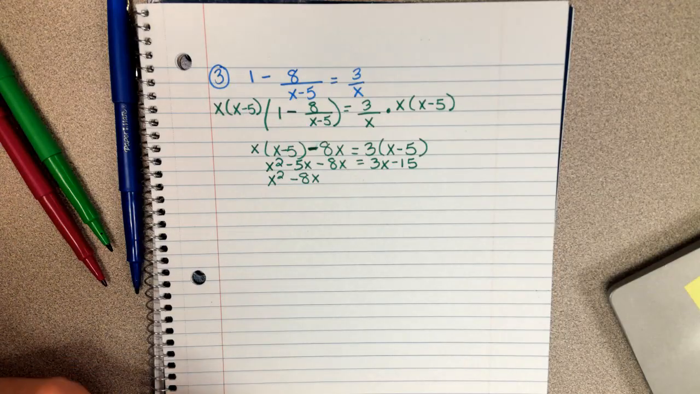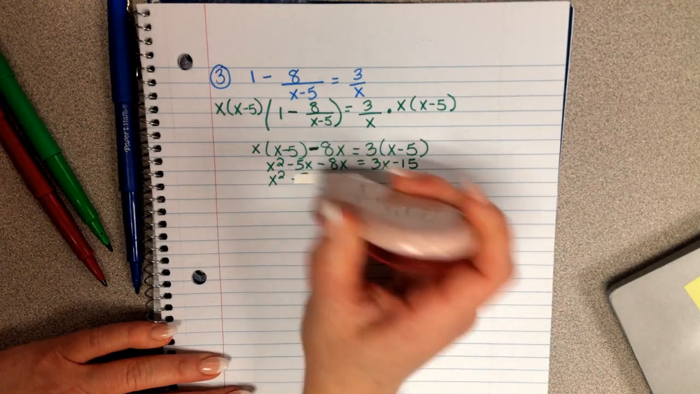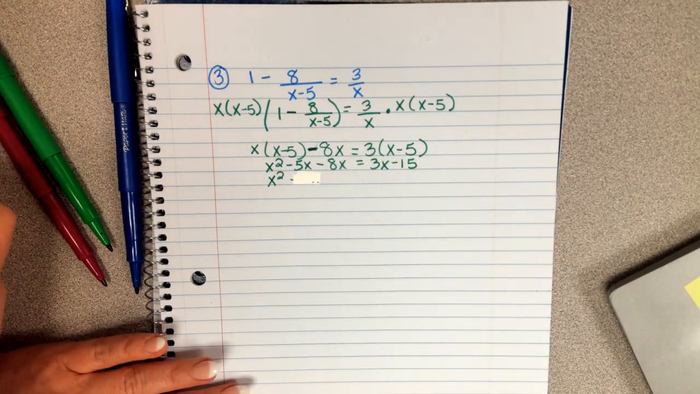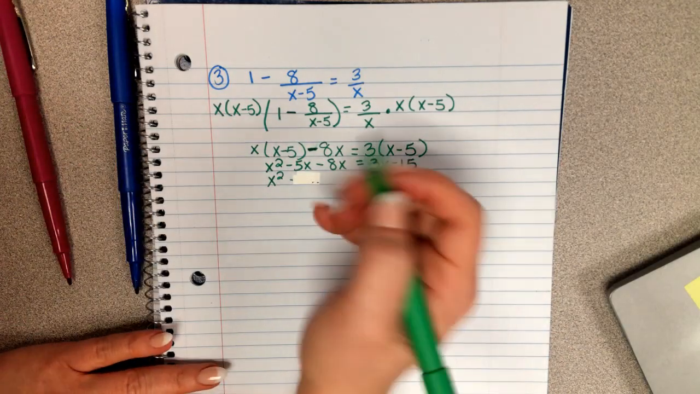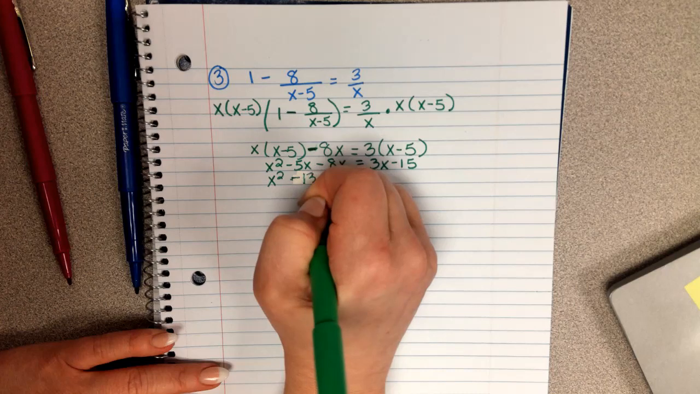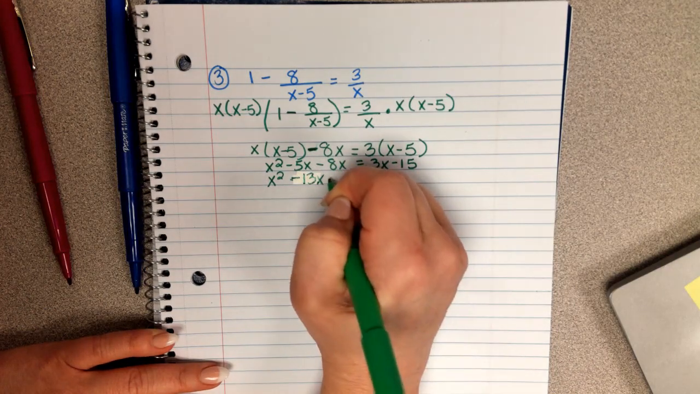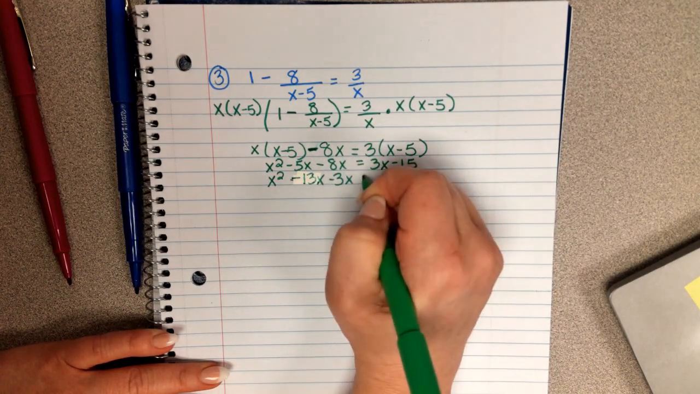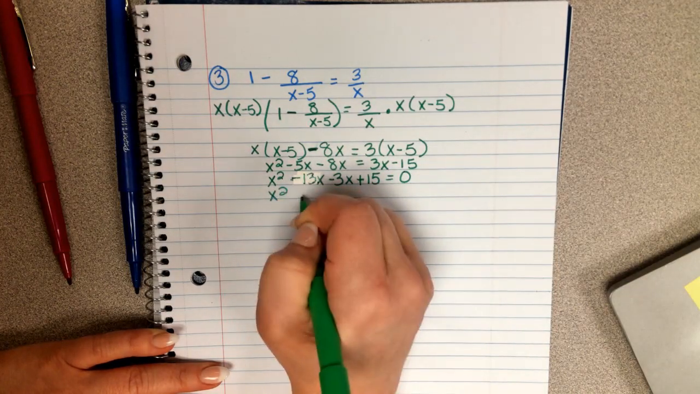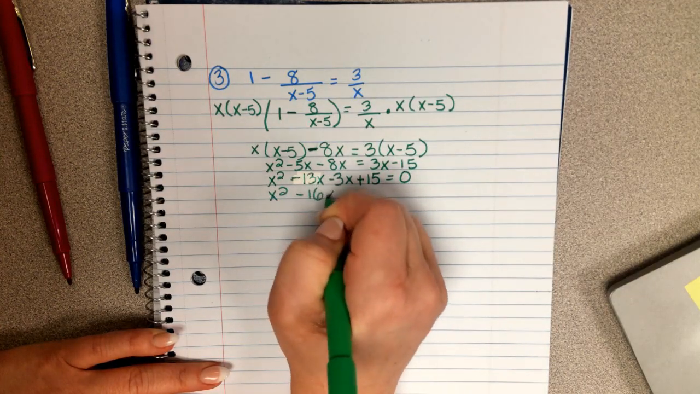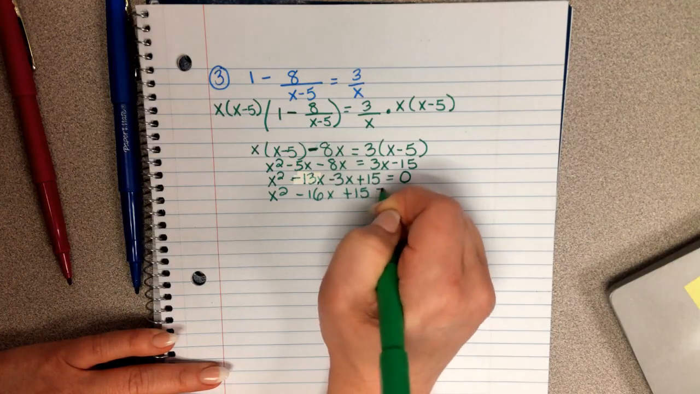Let's just make this a little bit more clear. Let me put these two x's together. Negative 5x and negative 8x together. I have negative 13x, and I want to subtract 3x, and I want to add 15, and all that equals 0. So that's x squared minus 16x plus 15 equals 0.